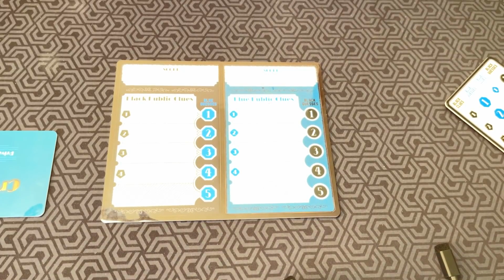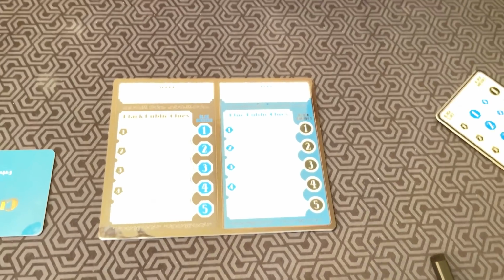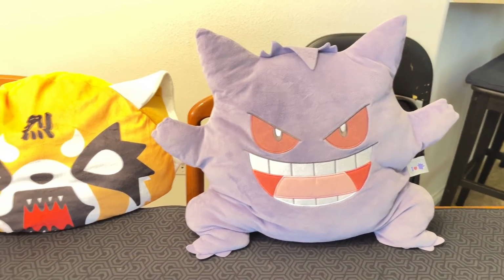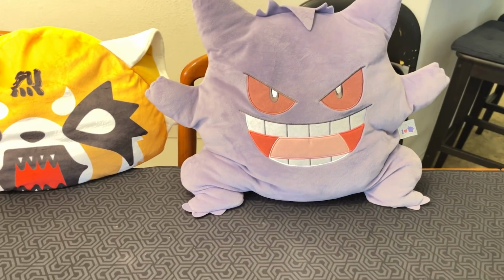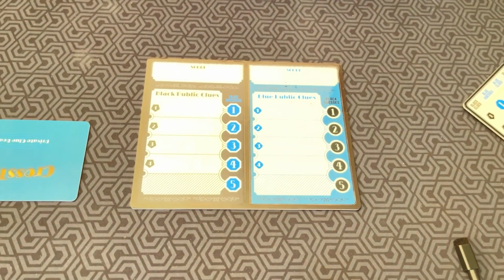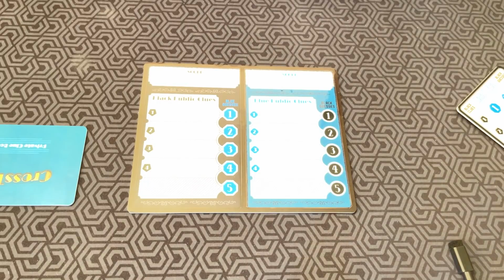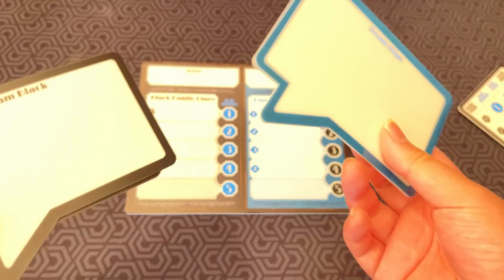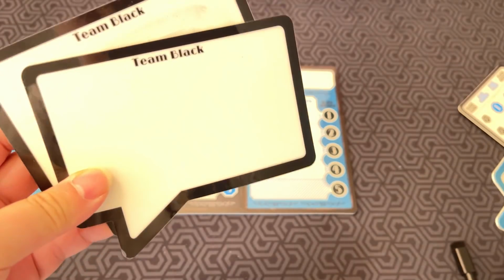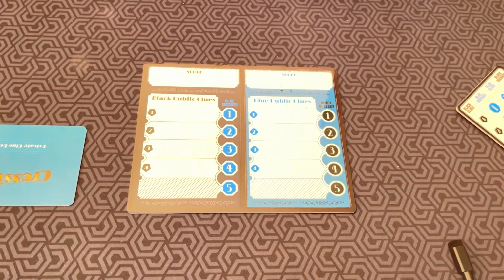Now, that's pretty simple. So let's go through how this could go. Let's say I'm on Gengar's team, and Agretsuko here is on the other team. There's nobody here with me right now, otherwise I would have actual people here. I think this game works really well with a 4-player group. That's what I played with and really enjoyed it. But the game can play up to 8. And you use these marker boards for secret communication if necessary.